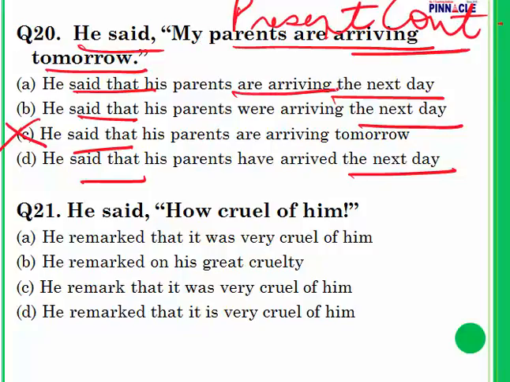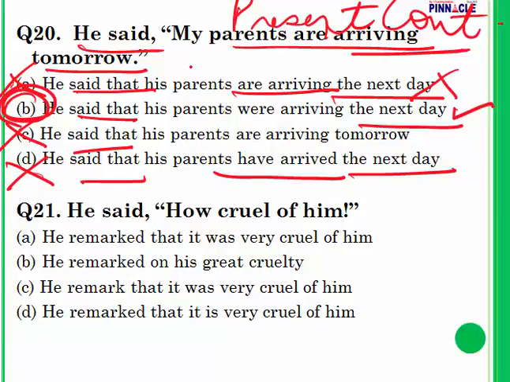This gets eliminated because here present continuous has been used. So option A gets eliminated. Were arriving is past continuous, so this could be a possibility. Have arrived, here it is in present perfect, so this also gets eliminated. What am I left with? I am left with option B. So what is my answer? My answer is B.